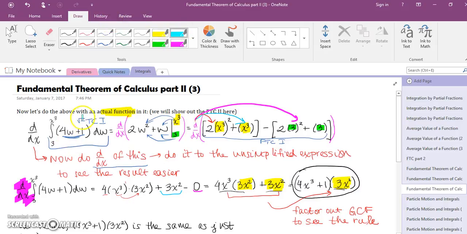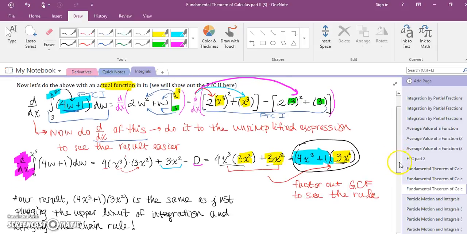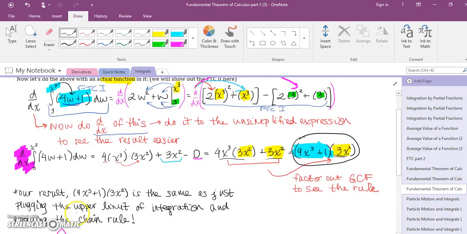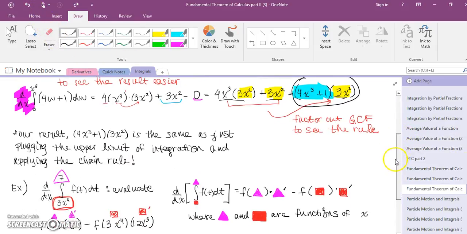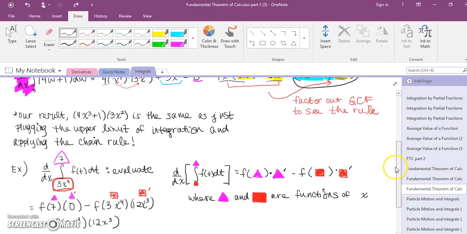This and this are pretty much the same exact thing, except I've plugged in my upper limit of integration for the variable. That's how I get 4x cubed plus 1. Then I multiply by the derivative of the upper limit, which is 3x squared. So again, it works, and it's the same as just plugging in the upper limit of integration and applying the chain rule. All right, so let's actually do the short way, because this is how you're going to do it on the AP exam, now that we're fully sure that it works.